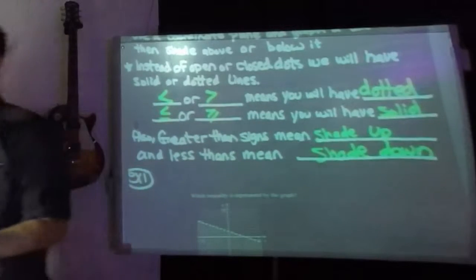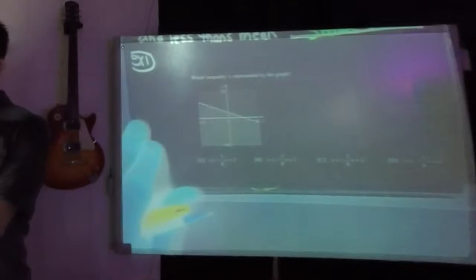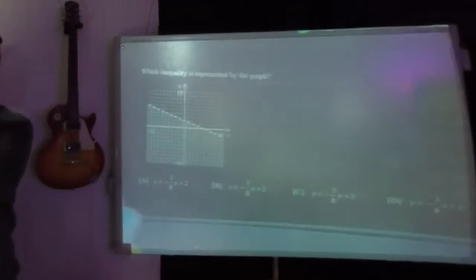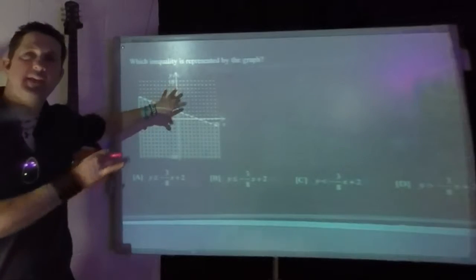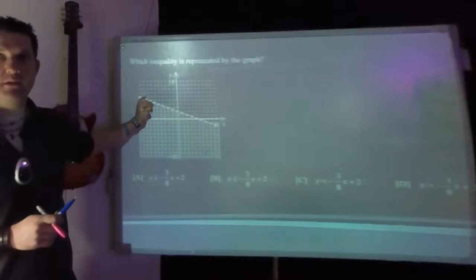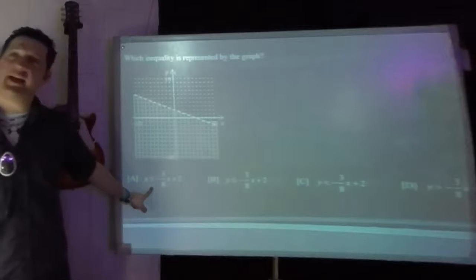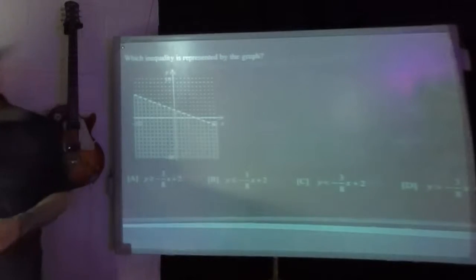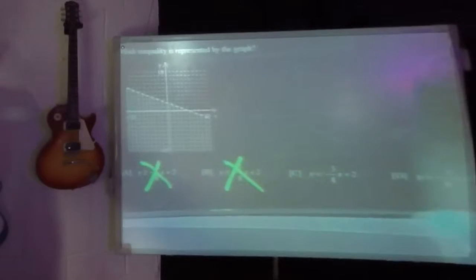Some problems, the first example is the easiest one I could find, are as simple as just looking at it and understanding what kind of sign we want. Do we want the equal to on this one or not? No, because it's what kind of line? Dotted. So look at our answers. We don't want answer A. What's another one we don't want? B. So we already know it's C or D.